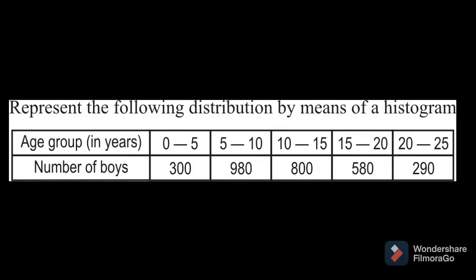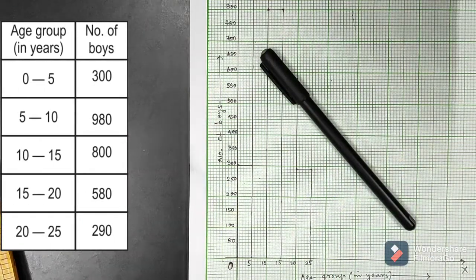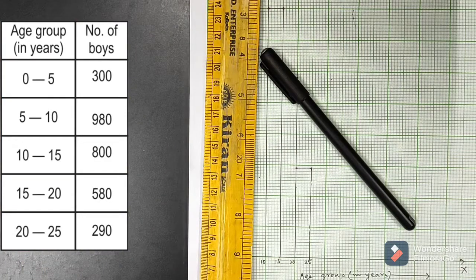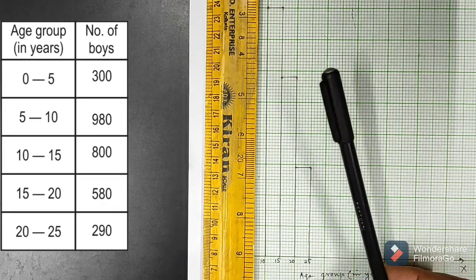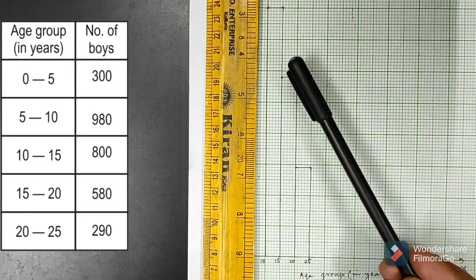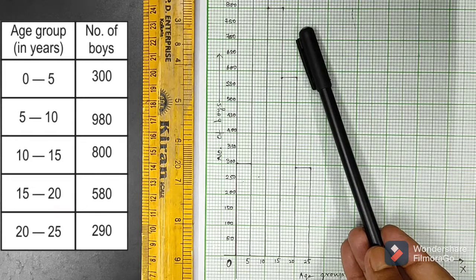This is our problem. We will convert this horizontal form into a vertical form like this. With the help of this table we will draw the histogram. Look, before starting anything I must tell you I will be using the pen and the ruler. You have to use the ruler but not the pen. While writing in the exam you will use a pencil. For a clearer picture I am using a pen. So let's start.